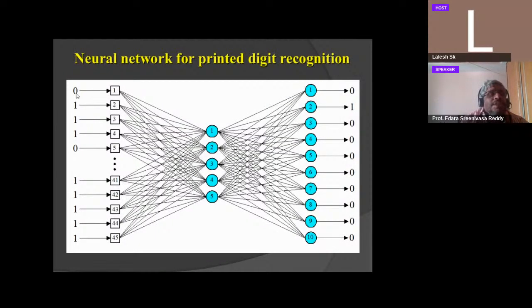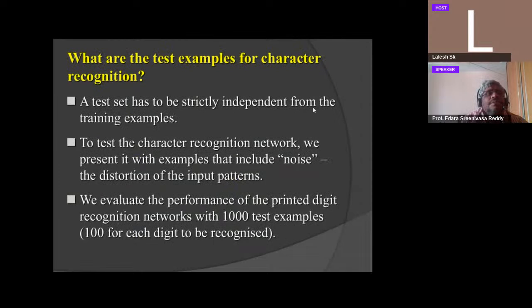So the inputs are nothing but 0 and 1. If it is binary, it is bipolar, minus 1 and 1. And outputs are 1 to 10. See here, we are getting only 1. That means it has recognized 2. So it depends upon training examples. 1000 test samples.